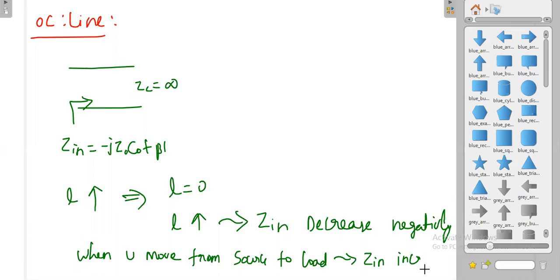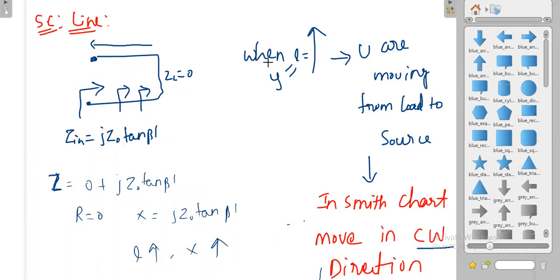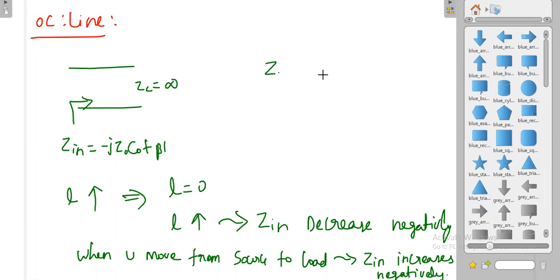Z in increases negatively. When you move from source to load, Z in increases negatively. Then we'll see our Z in has to increase negatively. Z in means what, sir? Here negatives are minus jX. This is 0 only of minus jX.